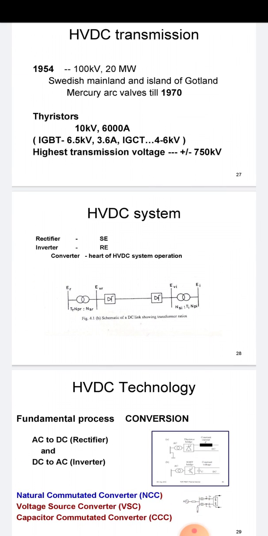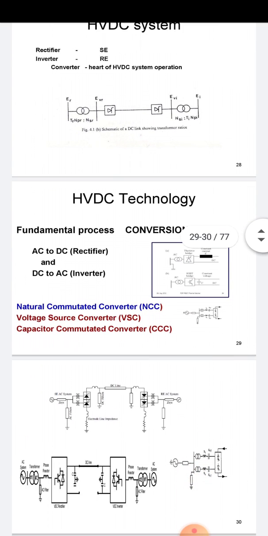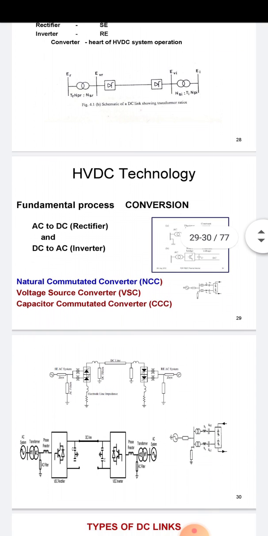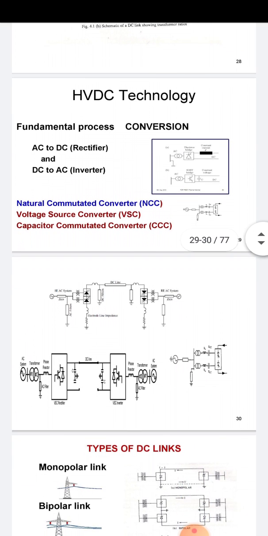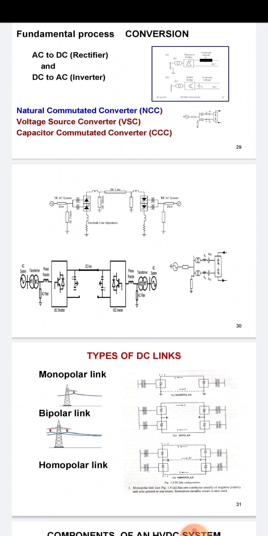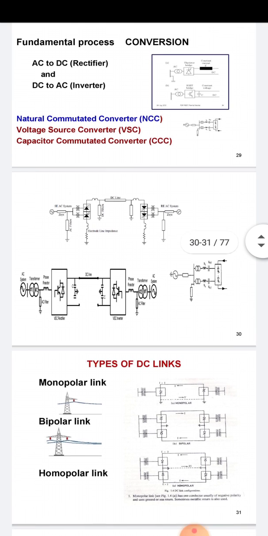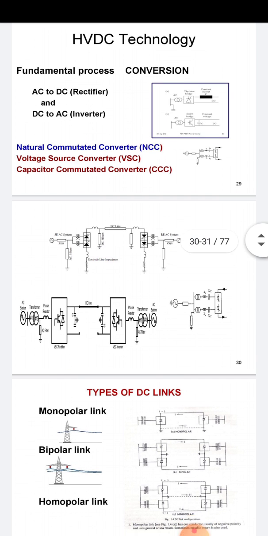This is a simple schematic: DC line, transformer ratio. Then the HVDC technology has some fundamental process conversion: AC to DC is rectifier and DC to AC is inverter. It has some typical classification: natural commutated converter, that means NCC, voltage source converter, that means VSC, then capacitor commutated converter, triple C. So these all are the fundamental HVDC converter station diagrams.